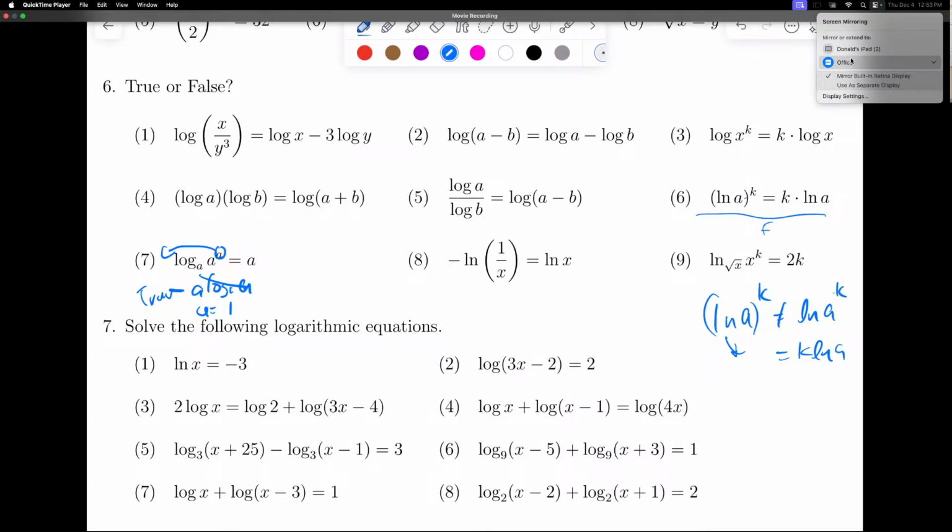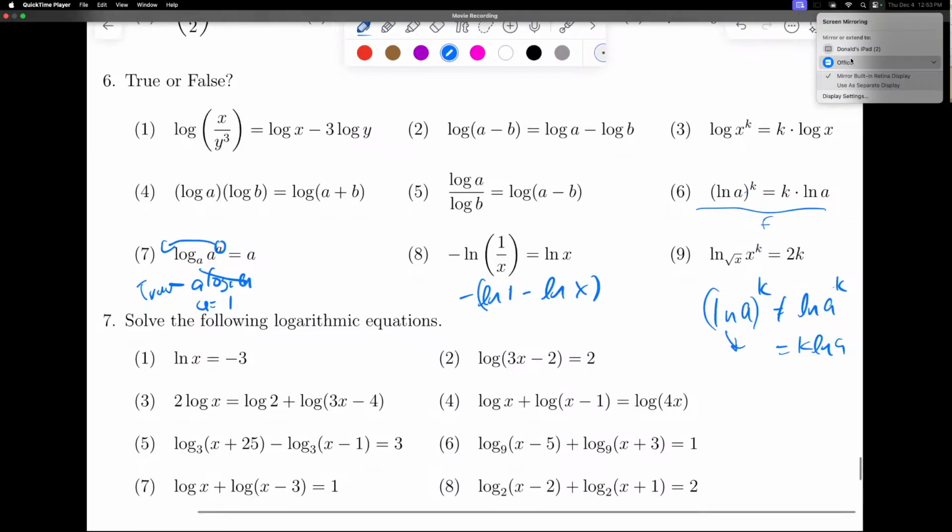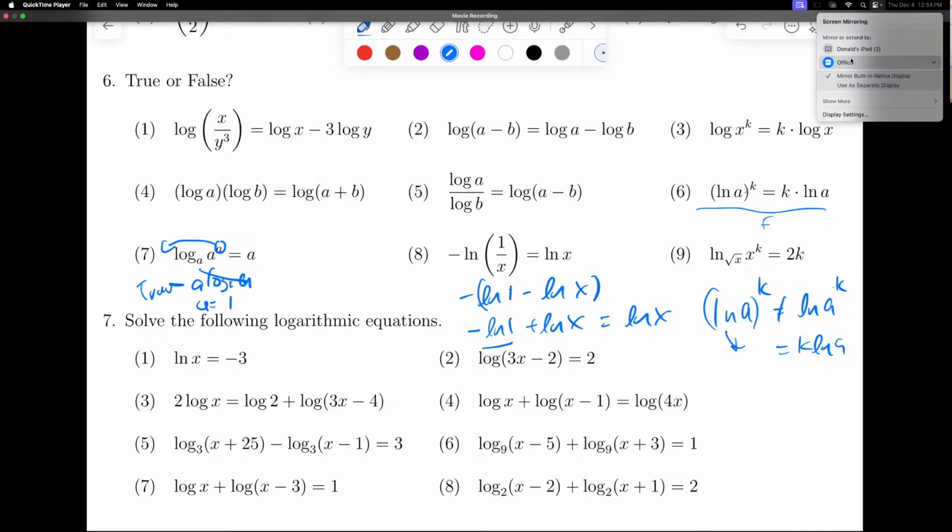Is 6.9 also? Oh, 6.8. Okay, 6.8. So this one's going to be negative ln of 1 minus ln of x, right? And that's distribute, so it'll be negative ln of 1 plus ln of x. But what's ln of 1? Yeah. So ln of x. So it's true. Wait, why is 7 ln of 1? Because when you cross it out, you get left over A. Yeah, so the answer is A. Sorry, I read it wrong.